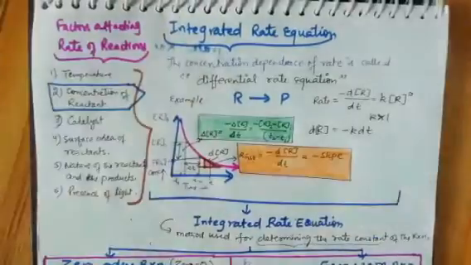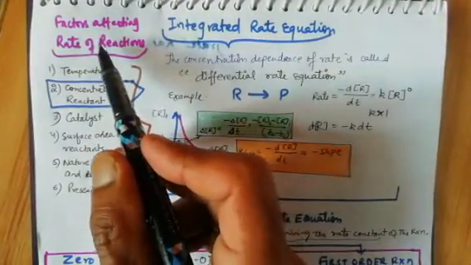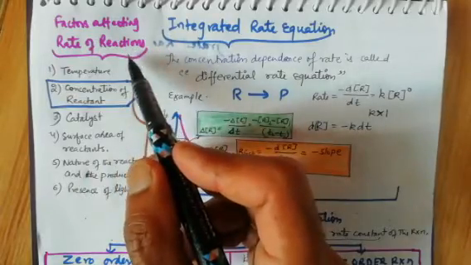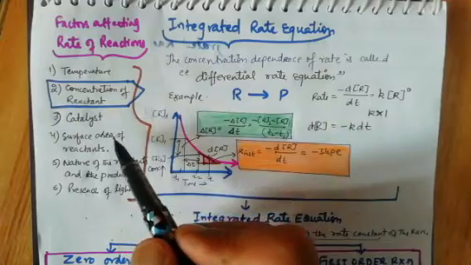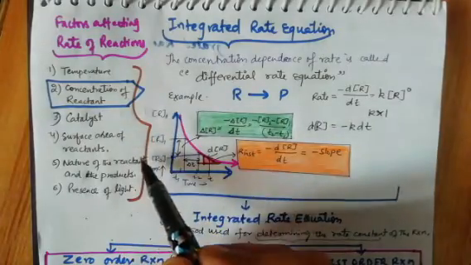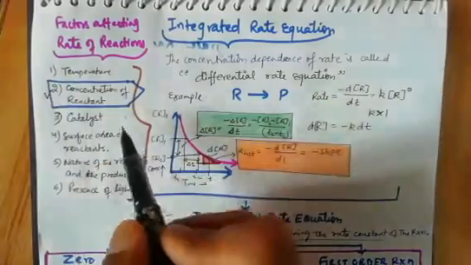As we have done in the previous video on the integrated rate equation, we know about the factors affecting the rate of reaction from this chapter. They are temperature, concentration of reactant, catalyst, surface area of reactant, nature of reactant and product, and presence of sunlight. Okay, now we will focus on concentration of reactant.